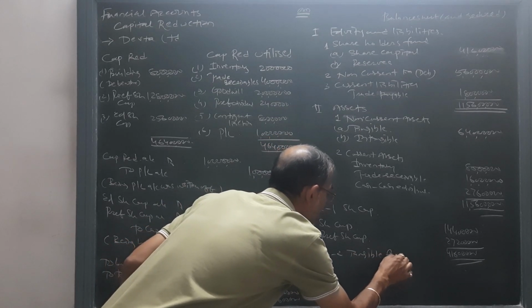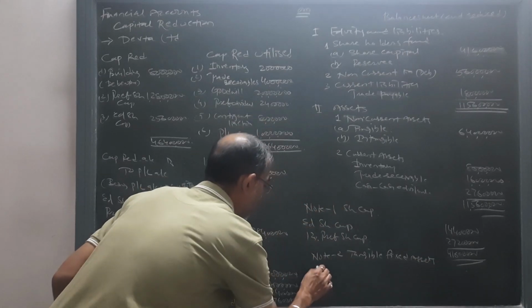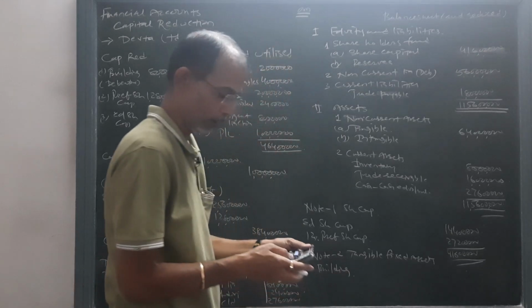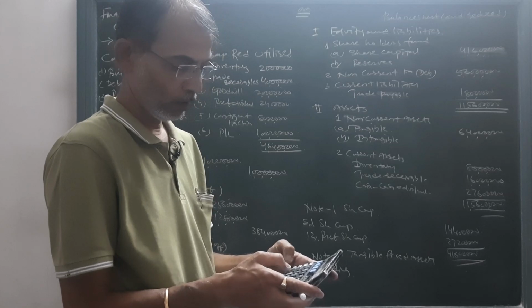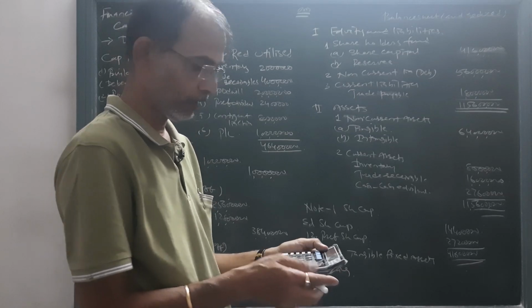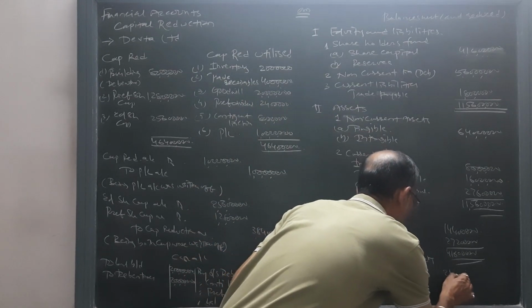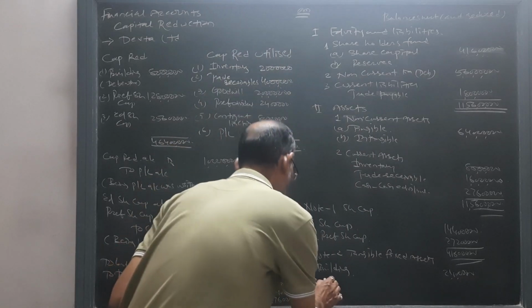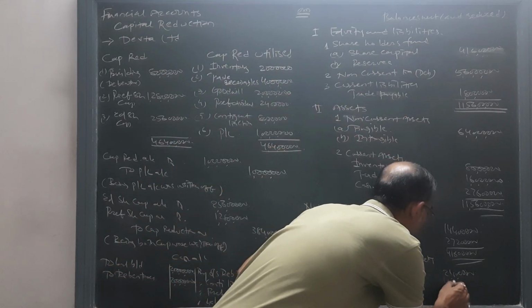Note 2, tangible fixed assets. First was building. Building was of 4 crore, out of which 1 crore 60 lakh was released, so 2 crore 40 lakh. And plant, that remain unchanged.